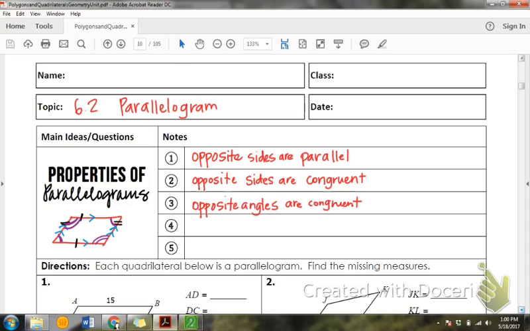The fourth thing we know about a parallelogram is that consecutive angles, what does consecutive mean? Does anybody remember? Good, one beside another. So consecutive angles, excellent, are supplementary. They equal 180. They're supplementary. Let's put 180 in parentheses to remind ourselves.